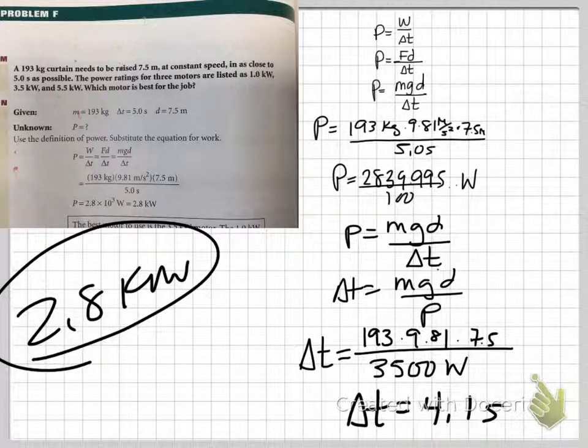You know, if I had a 3 kilowatt motor available to me, I'd probably go for that. It's going to get me closer to my 5 seconds, but that's what they want.